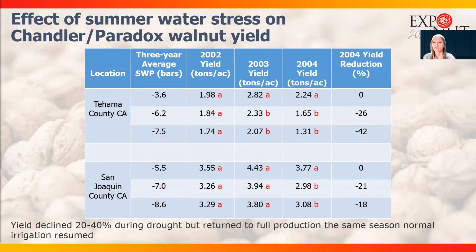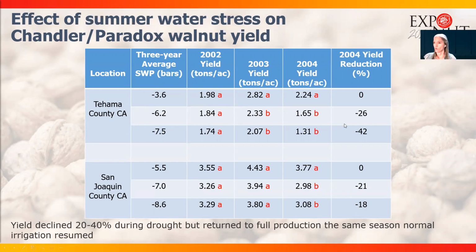Okay, and then in terms of field weight yields, there were 3 years of yield observed, both in the Tehama and San Joaquin County sites, for the different levels of stress to the trees. At the Tehama County site, there was no difference in the first year of deficit irrigation, but by year 2, we were starting to see a significant reduction in yield in response to the deficit irrigation.